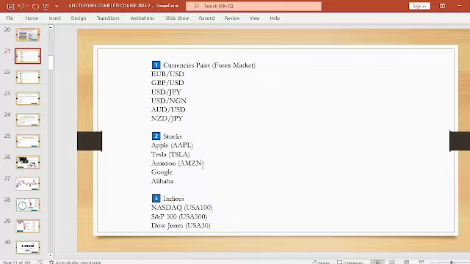Then we have the indices. Indices talk about the Nasdaq, USA 100. You have the S&P 500. You have the Dow Jones that is also tradable. I trade all of these three. I trade Nasdaq and Dow Jones very well. USA 100, USA 30, very, very well.